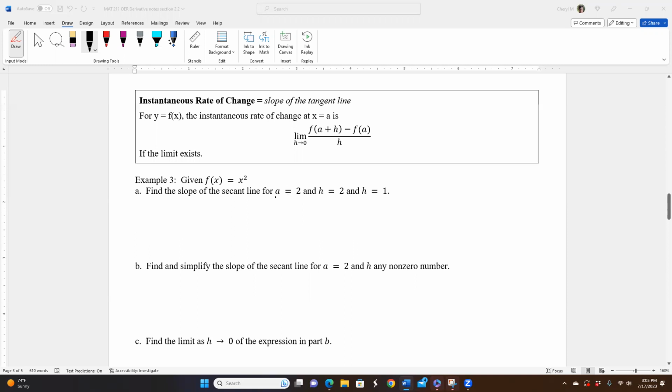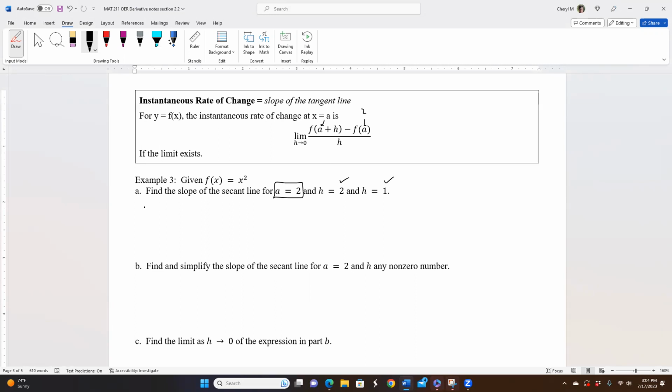So this is two problems. First, we're going to let a equal 2 for both of them. But first we'll check when h equals 2, and then we'll do when h equals 1. So wherever we see an a in this problem, we're going to be substituting in a 2. And in our first part, we'll be putting in a 2 for h also. That's going to look like this.